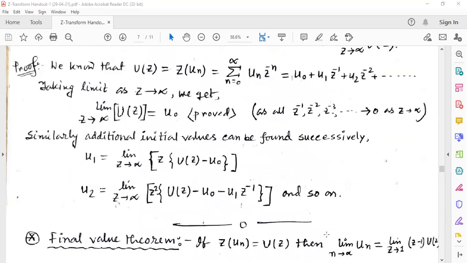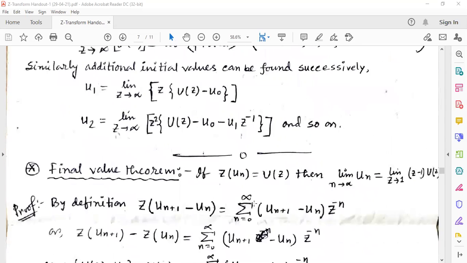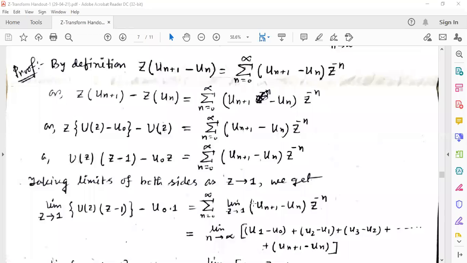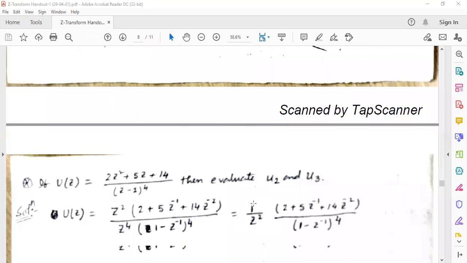And the initial value theorem is u0 equal to limit z tends to infinity uz. So we have to remember these two formulas to solve problems. Is it understood? Yes, sir. Okay, then we are going for the next one.